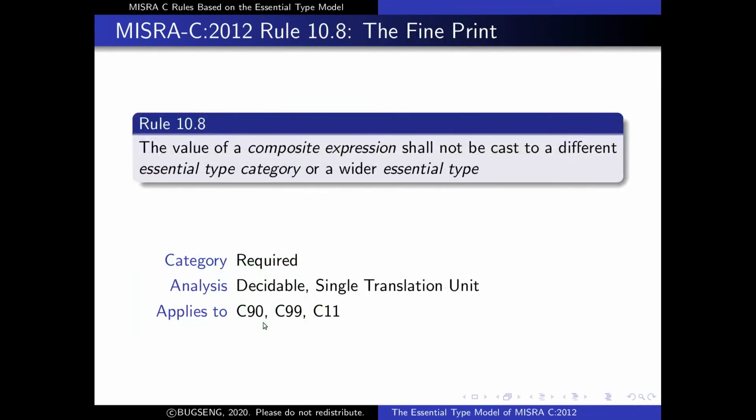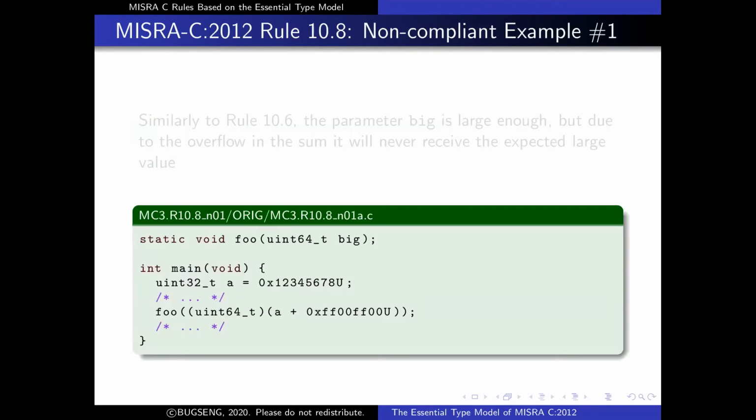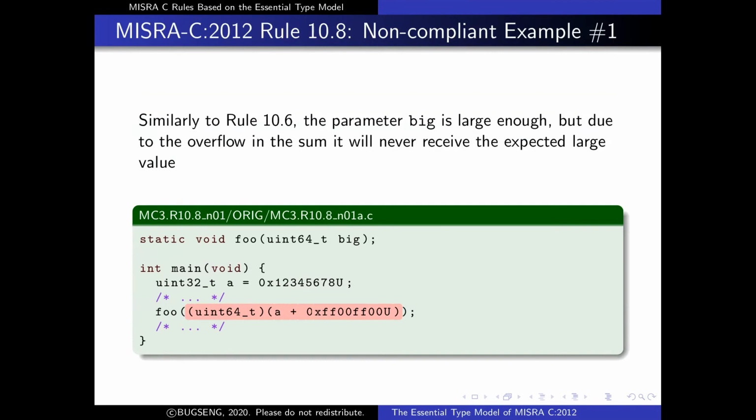10.8 is the same. It deals with the fact that the confusion of the programmer is due to the use of a cast outside. So here is the violation. The programmer might have thought that since there is a cast of the result of the addition to 64 bits, then the addition would be performed using 64-bit precision. This is not the case.